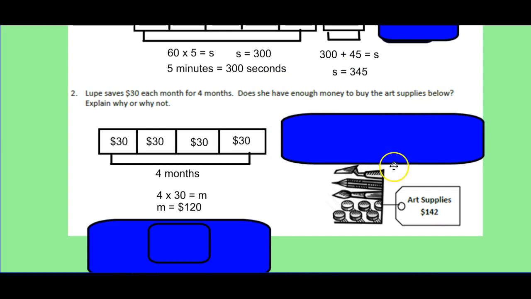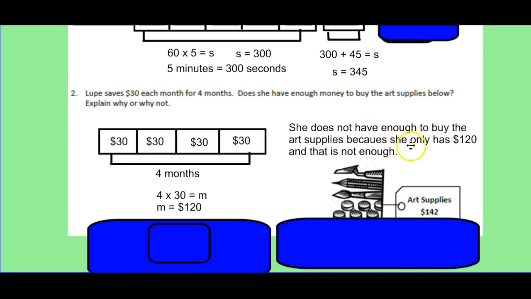So now we have to go and answer the question, does she have enough money to buy the art supplies below? So we're going to have to answer that first. And then it also says explain why or why not. So if she has $120 and the art supplies are $142, does she have enough money? And then tell me why or why not. Make sure you're using complete sentences whenever you're writing this on your problem set. And when you're ready to check it, you can push play.